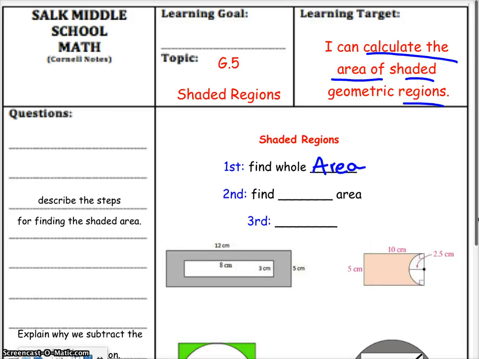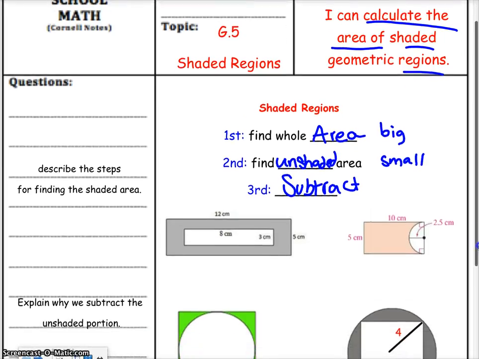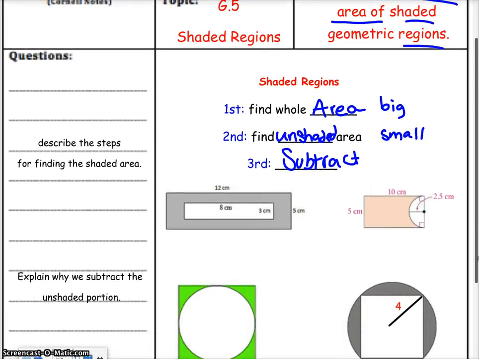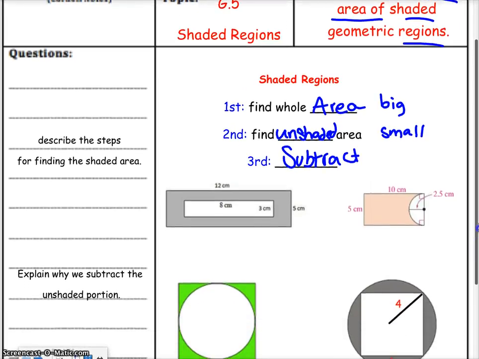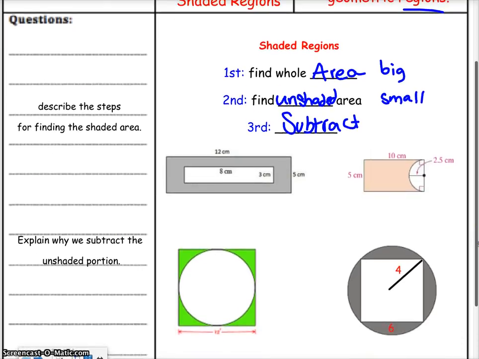Find the unshaded area. And then you subtract. Some kids think find the big area, find the small area, and subtract. However you want to think about it is your choice. So we'll go ahead and start nice and easy. And I'm going to show you, I break this out.